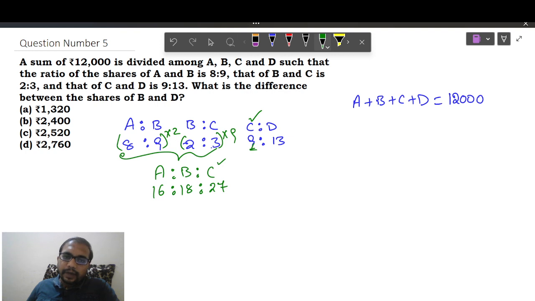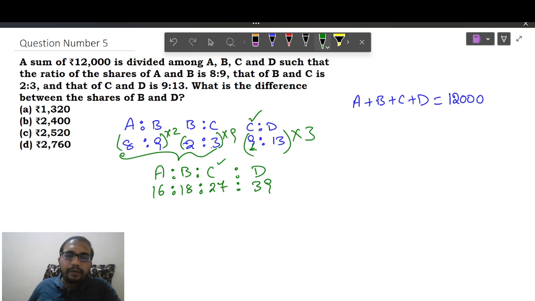I want to make these C values the same. How will you make it? If I multiply with 3, it happens. Yes or no? 9 3s are 27, already written for C value. 3 into 13 is equal to 39. Clear?